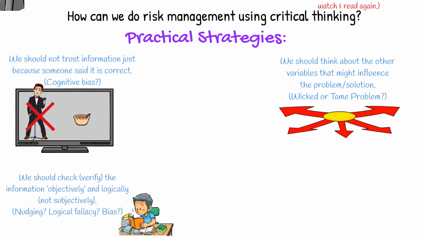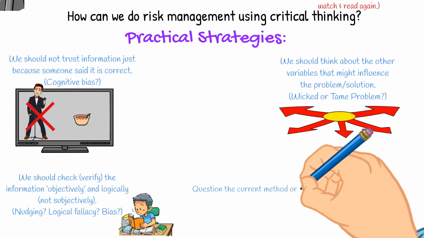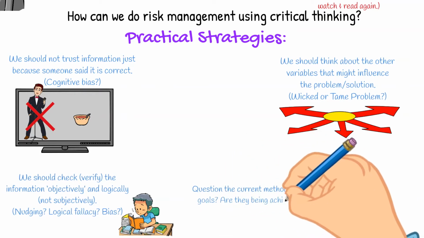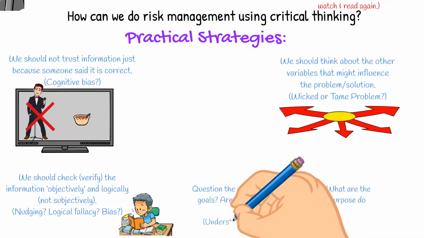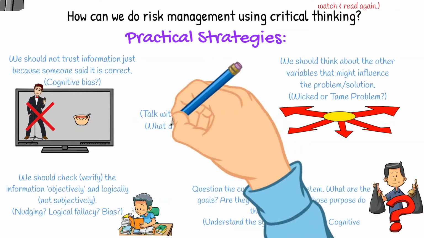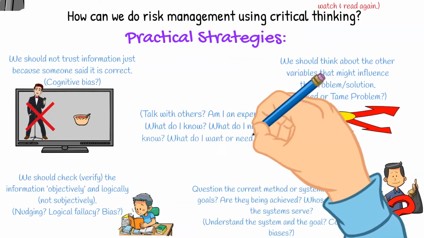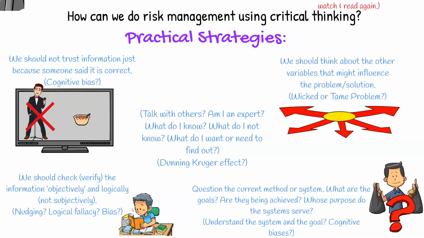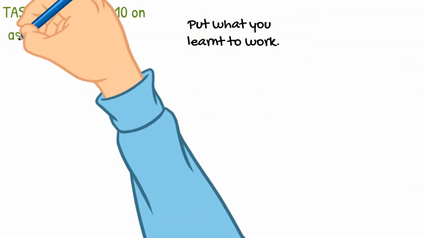We could question the current method or system. What are the goals and are they being achieved? Whose purpose do the current systems serve? We should also talk with others. Am I an expert? Limiting the Dunning-Kruger effect. This brings us to tasks 9 and 10 on the assessment template.